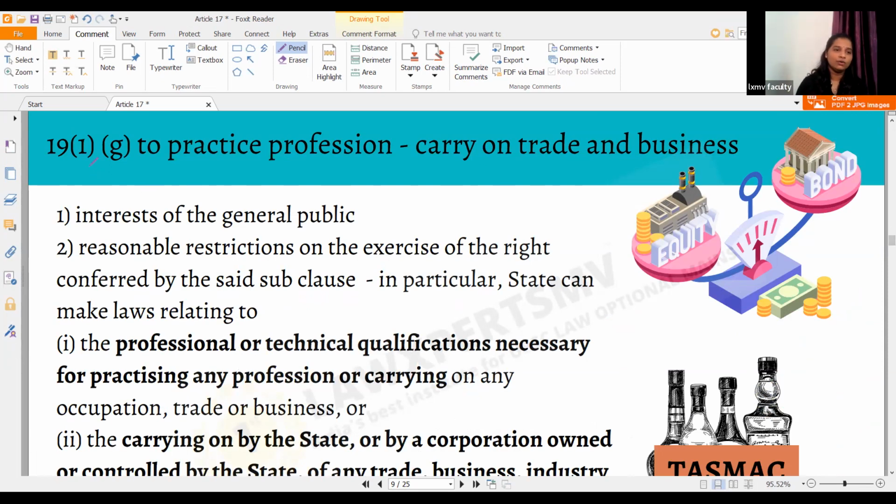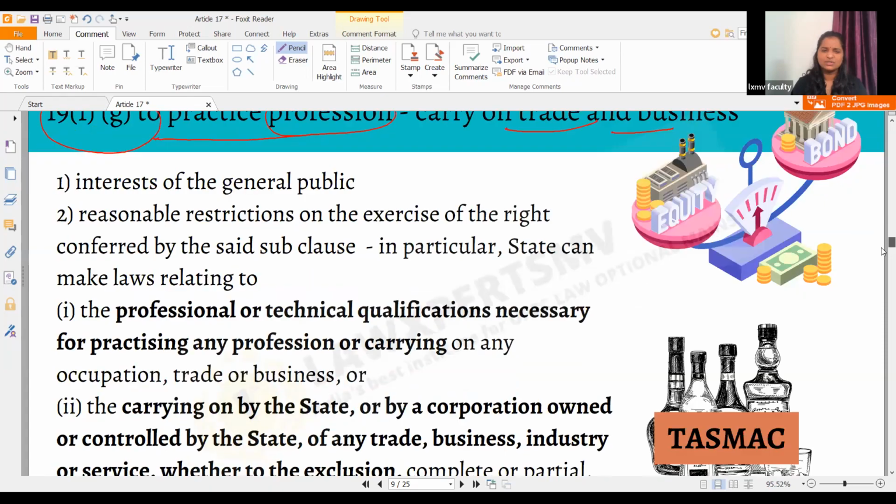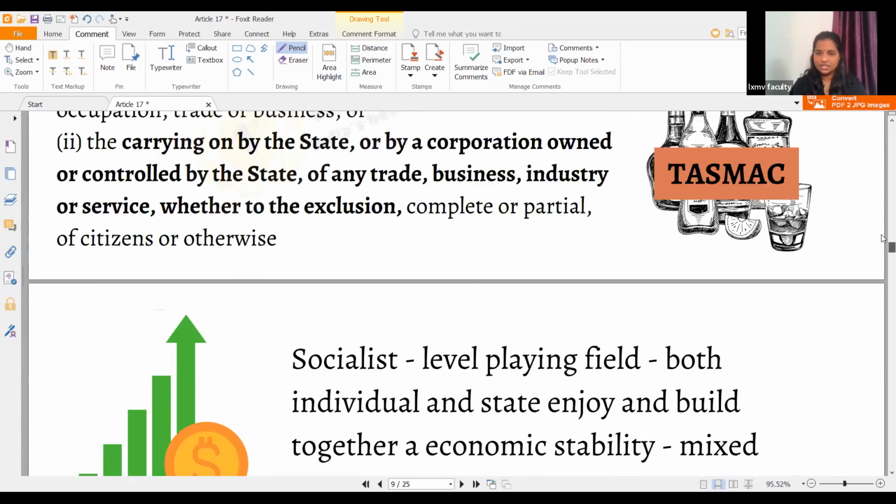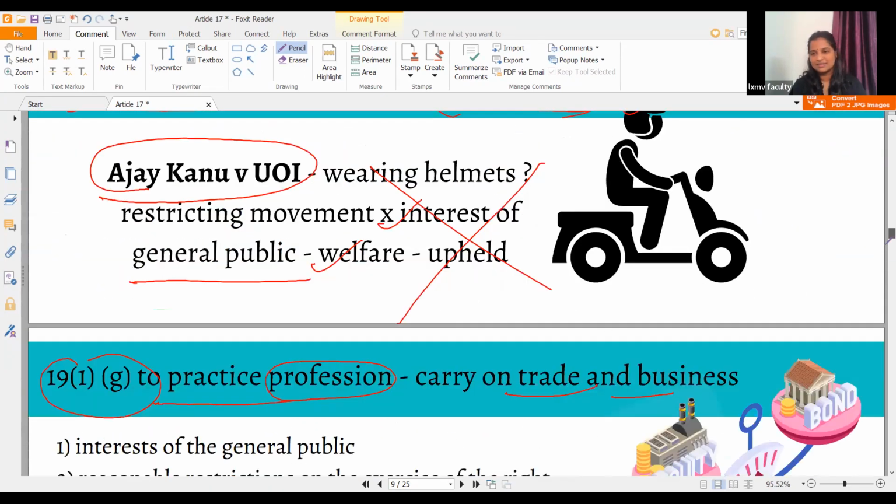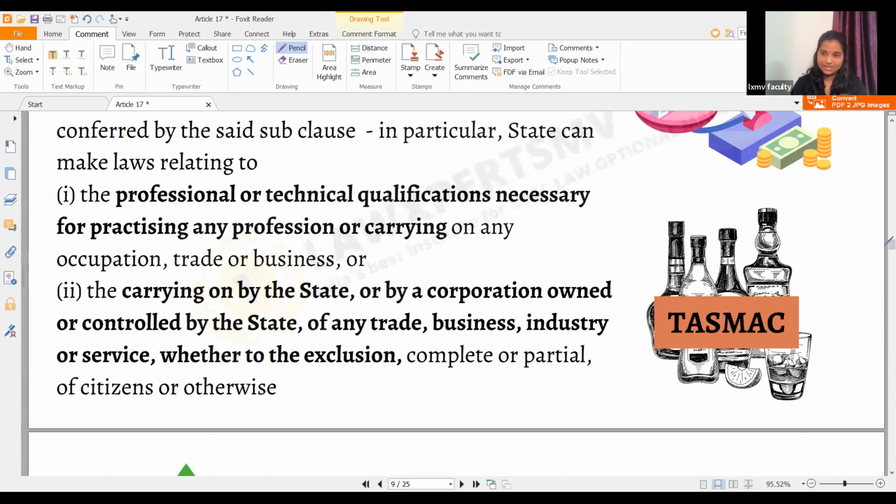Okay, we will go to Article 19 clause 1(g), which is the freedom to practice any profession and to carry on any trade or business. Each of these terms is defined separately: what is profession, what is trade, what is business. But that is not the concern of UPSC. You will see what UPSC demands. We'll go to the previous year questions shortly.